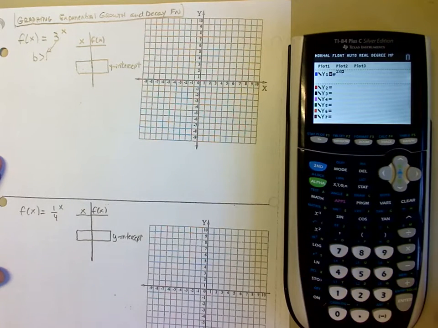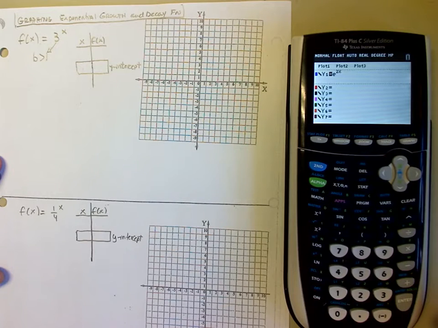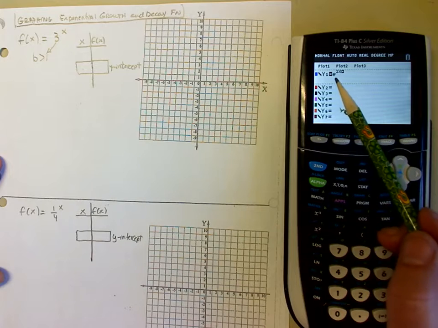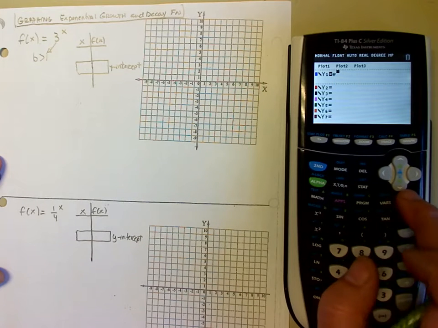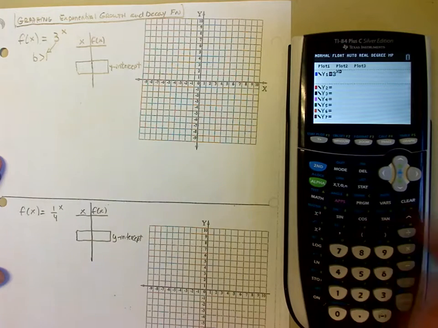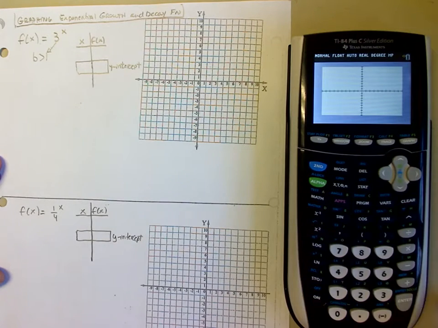I will use the graphing calculator to aid us in this process. Go to your y equals, and if you have anything in there, clear it out now. So hit the clear button. Now I'm going to type in 3 to the x. I like to first get a sketch of that graph so I can get an idea of what it looks like, and then we can generate a table.